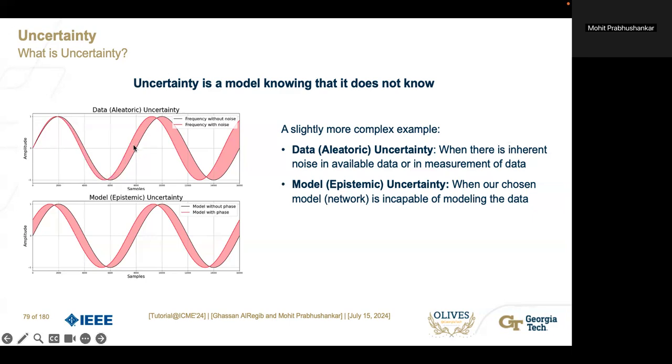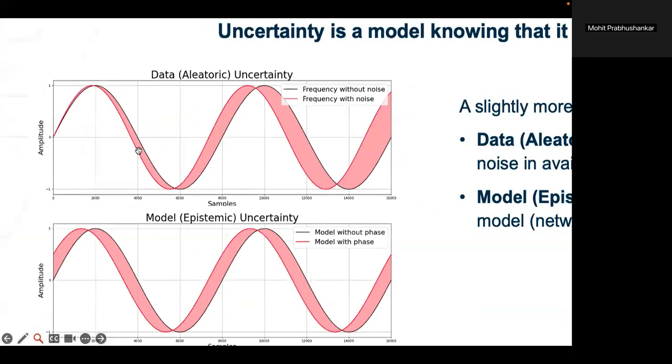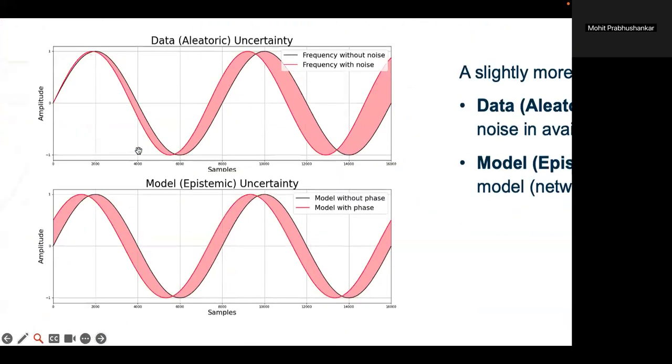In fact, I cannot make out which is red and which is black here, so I'm just going to expand it a little bit. The one in red is the frequency with noise and black is the frequency without noise. I've used a model to reconstruct the signal, but unfortunately there was certain noise associated with it, which I did not know beforehand.